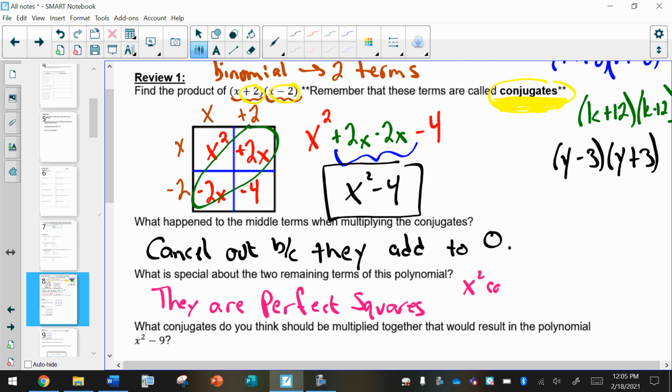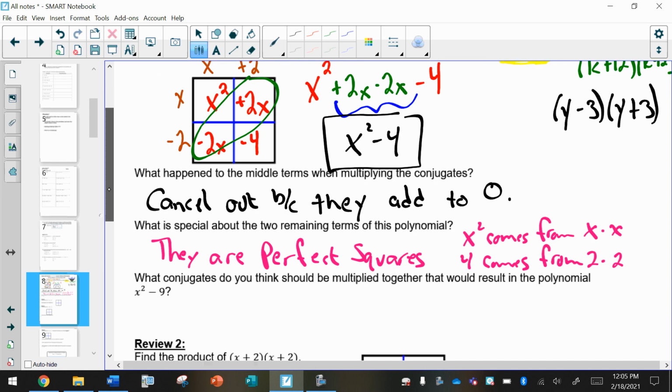X squared comes from x times x, and 4 comes from 2 times 2. Now the reason why it's negative 4 is because it was a positive 2 in one parentheses and a negative 2 in the other parentheses. That's why they were conjugates, and that's why they canceled out.